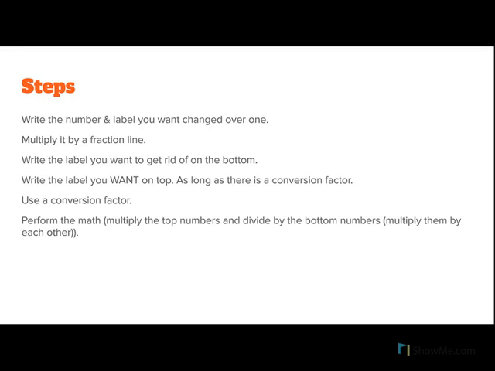So here are some steps that you can do. We're going to write what we want to change and put it over 1. So maybe I want to change inches to feet, so I want to change 12 inches to feet. The first thing I want to do is write the number with your label, and I'm going to put it over 1. And then we're going to multiply by a fraction line. So I'm going to put this fraction line out here.